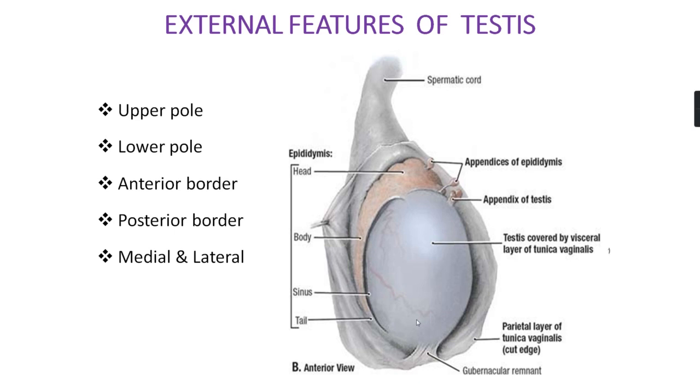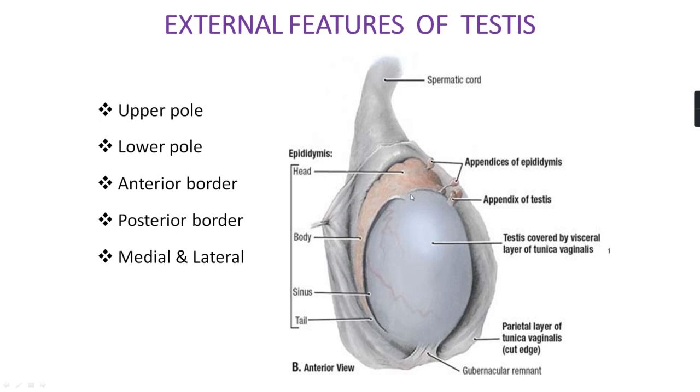Okay, now the anterior border is convex and smooth, and it is fully covered by the tunica vaginalis. The posterior border is straight and it is partially covered by the tunica vaginalis.